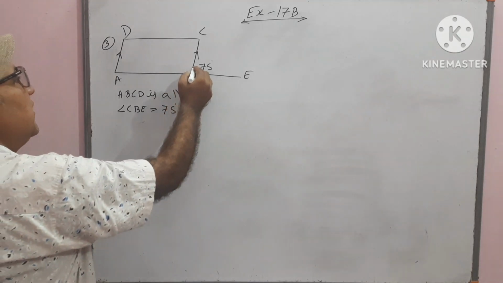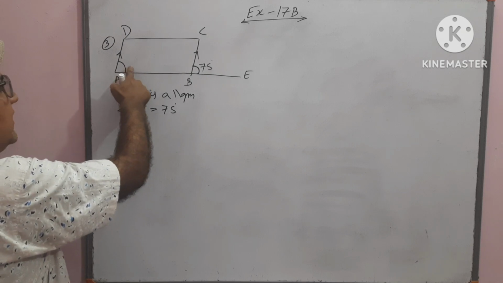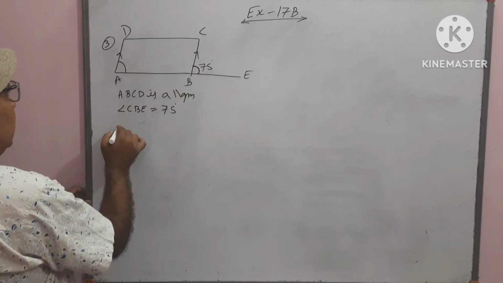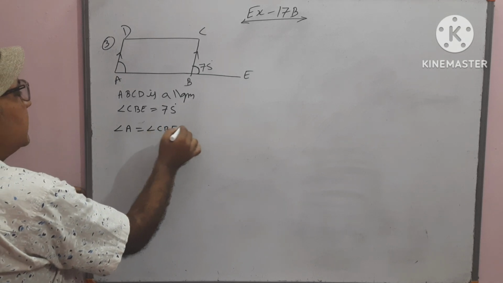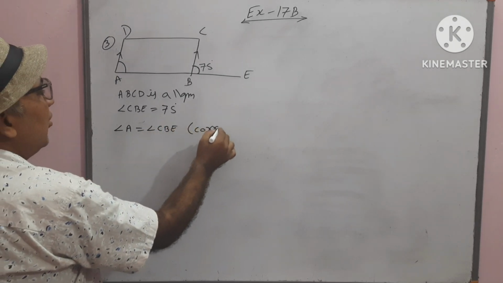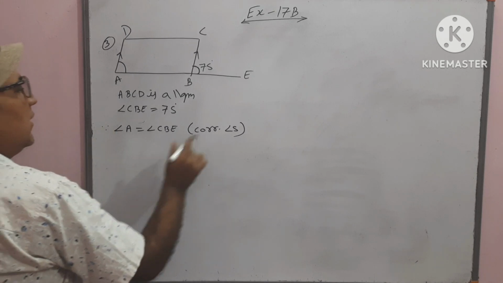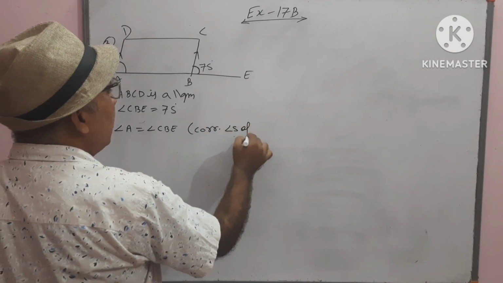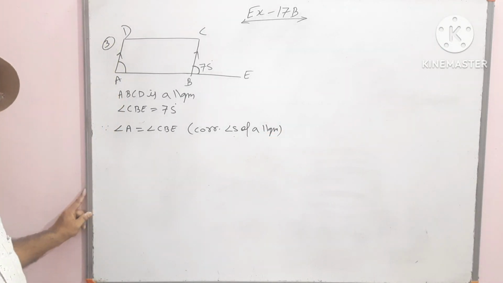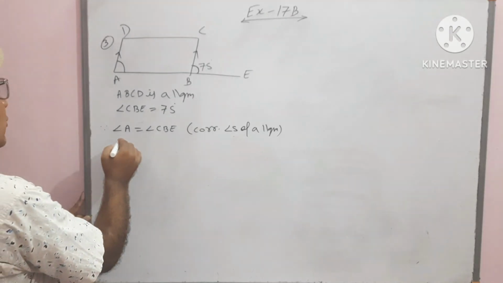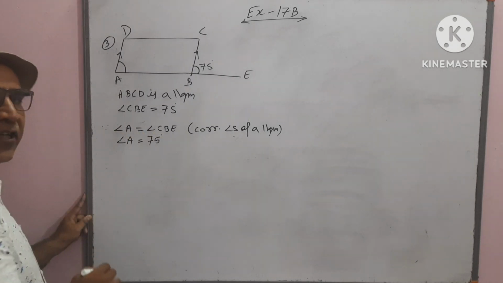In this case, angle CBE and angle A are called corresponding angles. Angle A is equal to angle CBE because of corresponding angles. Corresponding angles in a parallelogram are always equal. That means angle A is also 75 degrees.